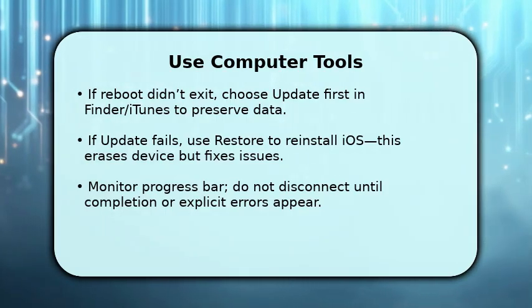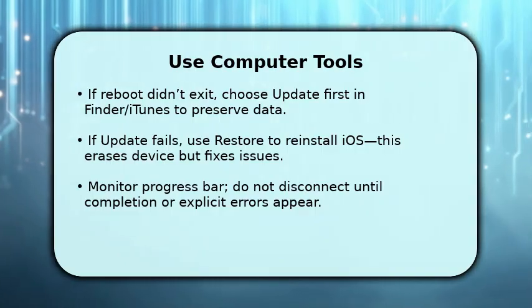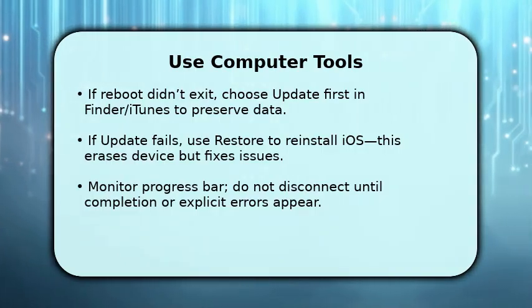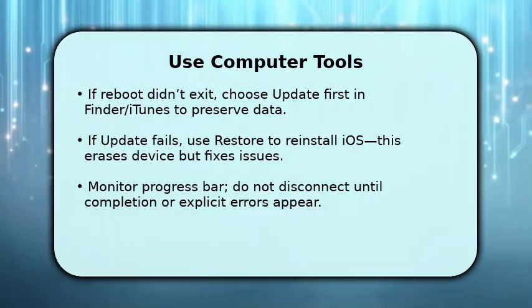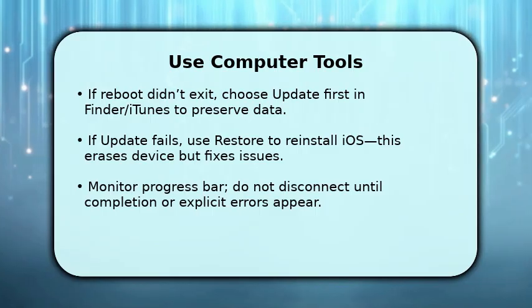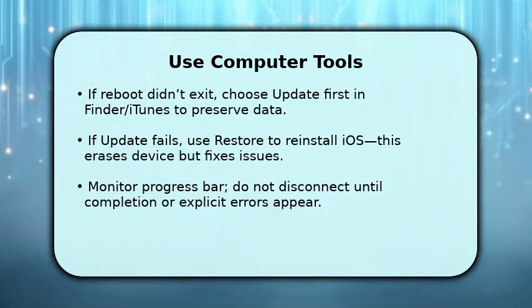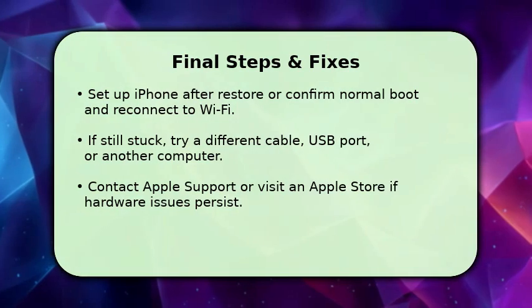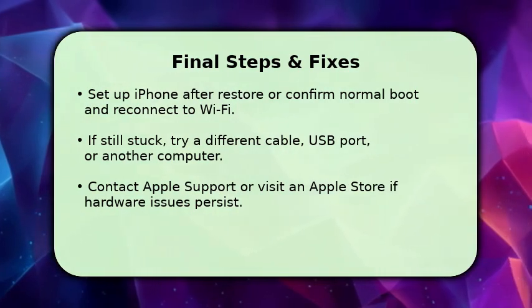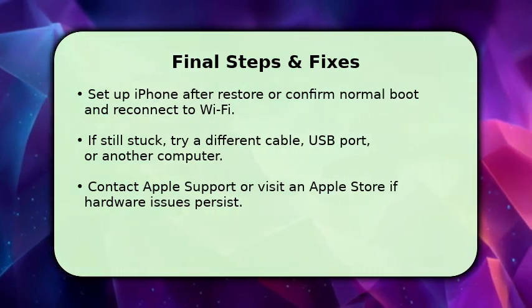While the software runs, watch for progress bars and messages. Interruptions can leave the phone stuck. Make sure to keep the computer awake and the cable undisturbed. Once the operation completes, the device will restart and should boot normally. You finish by completing the on-screen setup or restoring from your backup if you chose Restore. This gets your apps and data back.